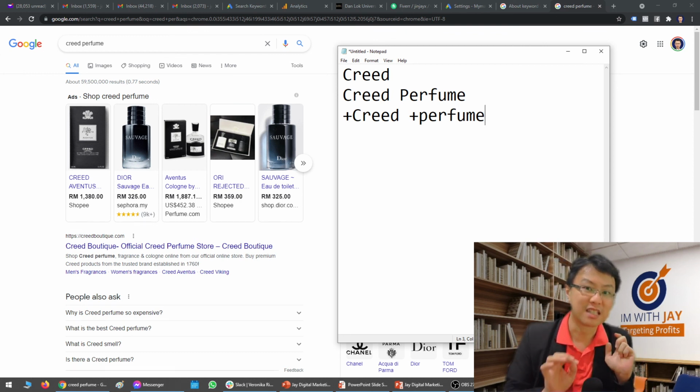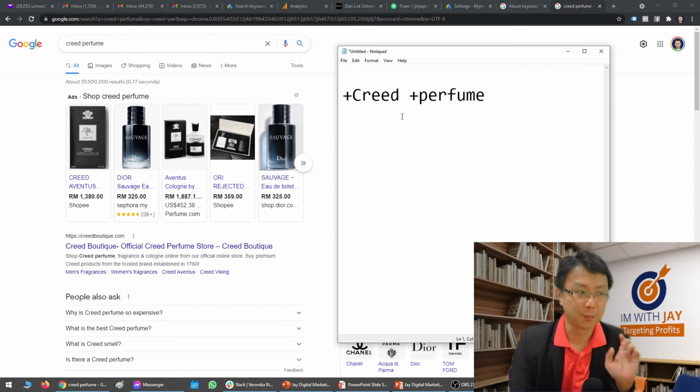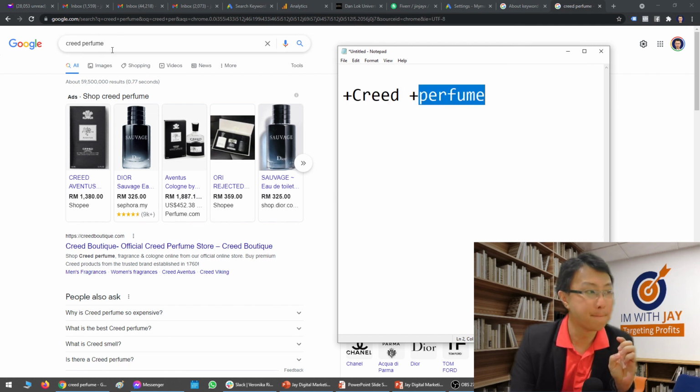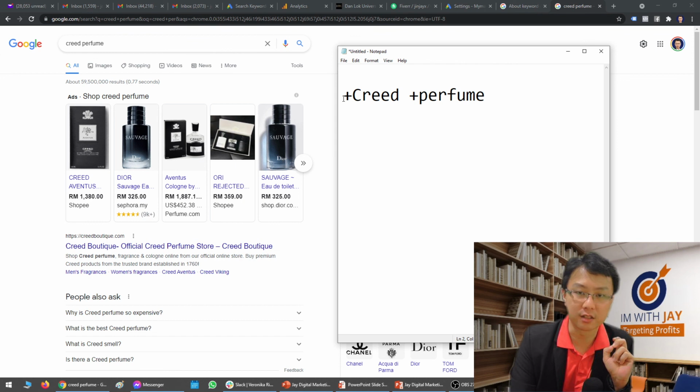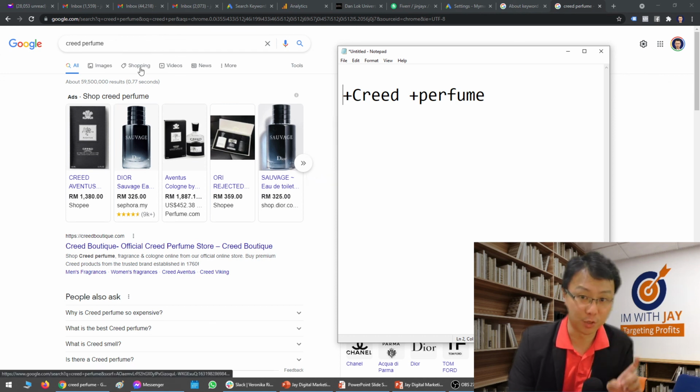What this means is when somebody performs a search, the word Creed and the word perfume must be in the search, or else please do not show my ad. So this is my favorite way to organize the keywords. This way I can be very, very specific on when I want my ad to be shown, and this gives you the most control.